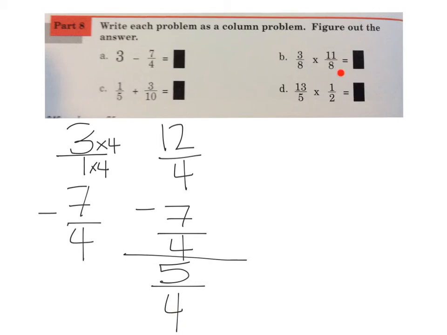Remember, when you're doing multiplication, you don't have to change the denominators. You should just leave them how they are. But for C, you will have to change the denominator just like we did here so that they match. So pause the video so you can work part 8 and then come back when you're ready for the next section.